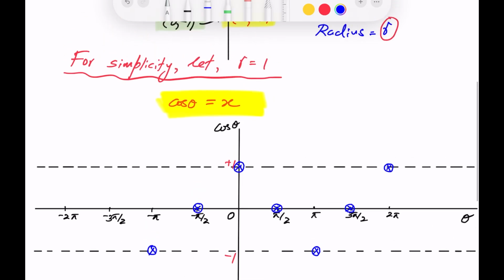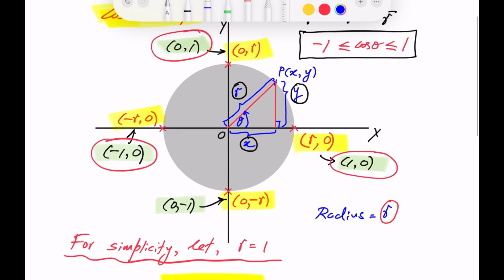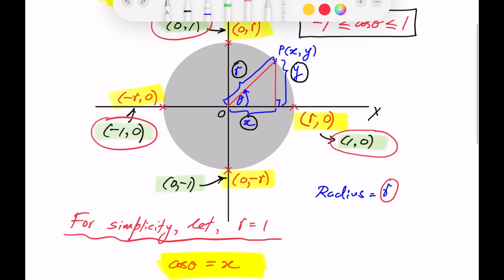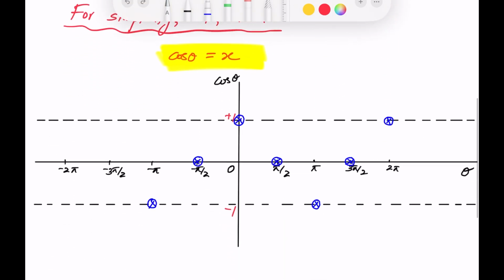Similarly, when theta is equal to negative 3 pi over 2, which means point P is back on the y-axis, but this time on the positive direction, we can see that the x-coordinate is equal to 0, which means cosine theta should be equal to 0. When theta is equal to negative 3 pi over 2, cosine theta is equal to 0.